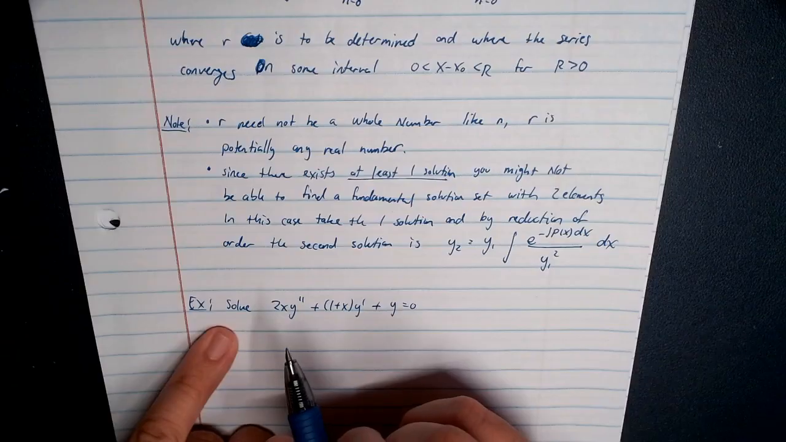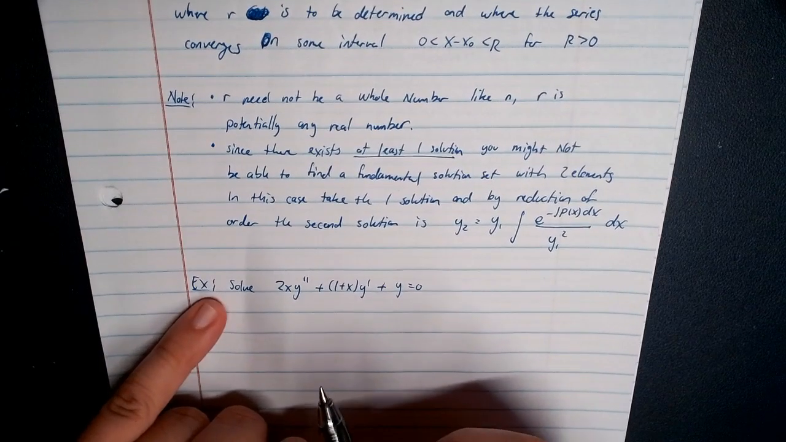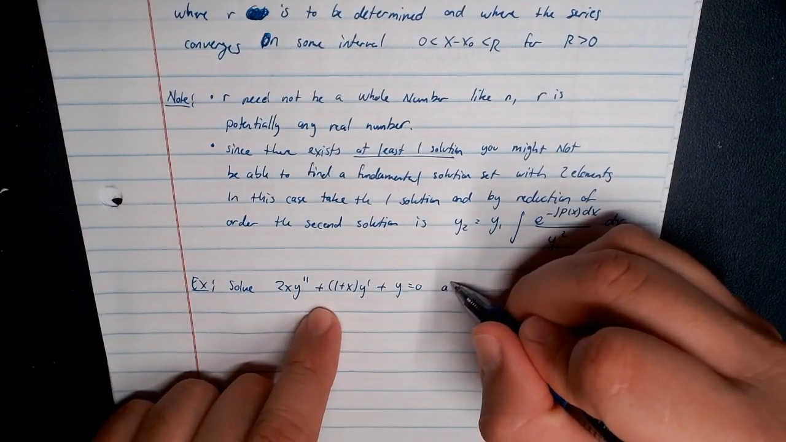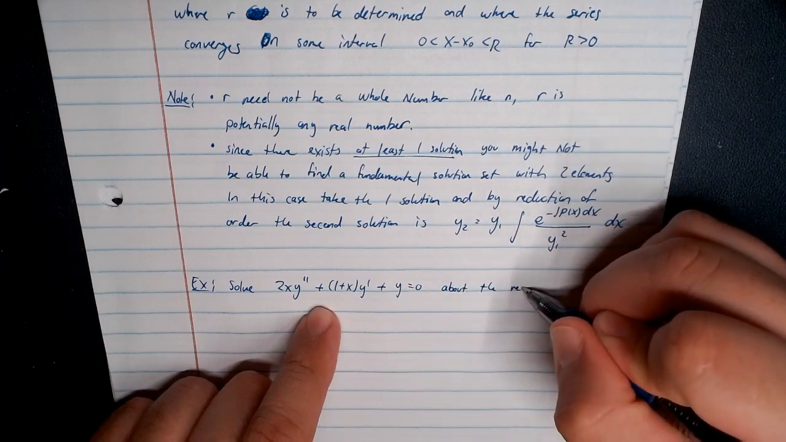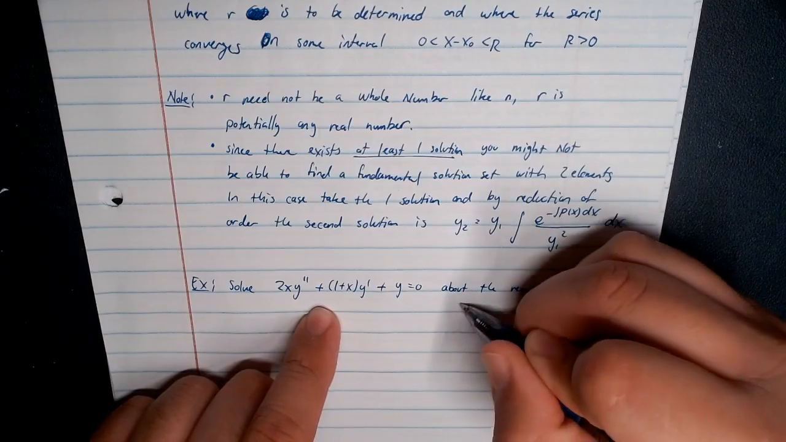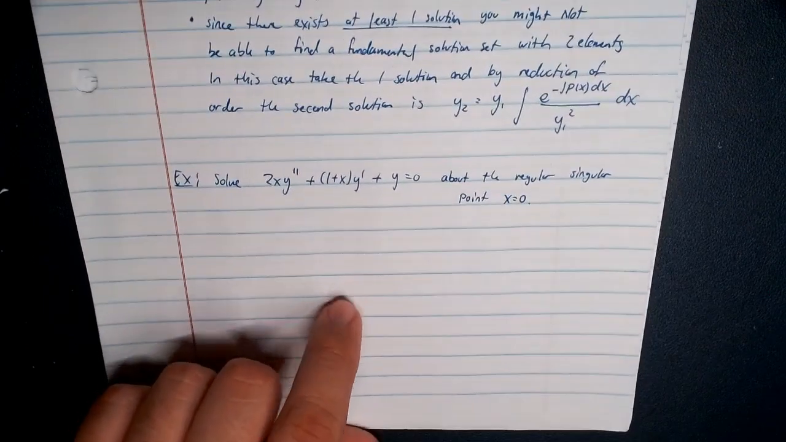So here, this is one of the problems out of our textbook, and they're nice enough to tell you that it's a regular singular point. If not, you'd go through and check yourself, but they're nice enough to tell you. About the regular singular point, x equals 0. All right, so here we go.